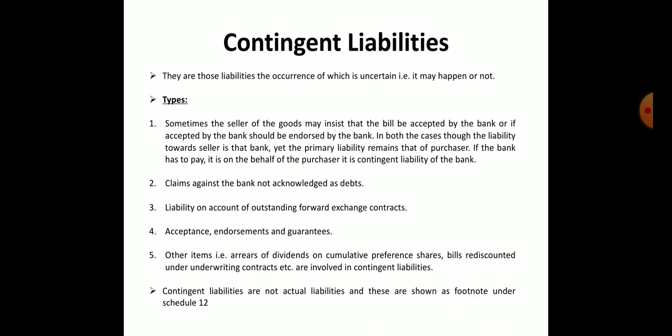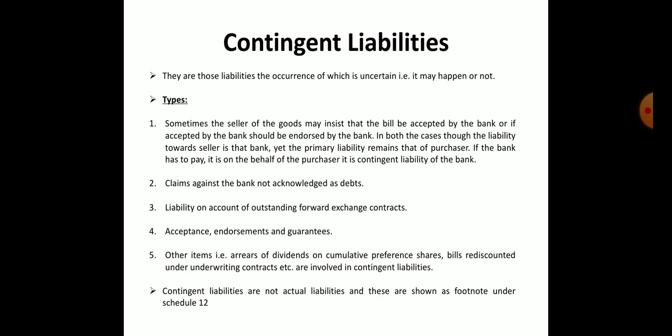Then we will move to the other part, that is contingent liability. I have already discussed it in detail in the last lecture. Contingent liabilities are those liabilities the occurrence of which is uncertain. It may or may not happen. These are the types of contingent liabilities. You can study these 5 types.